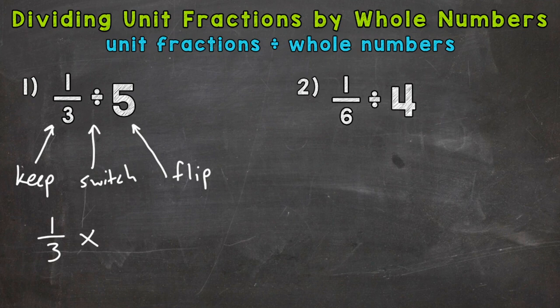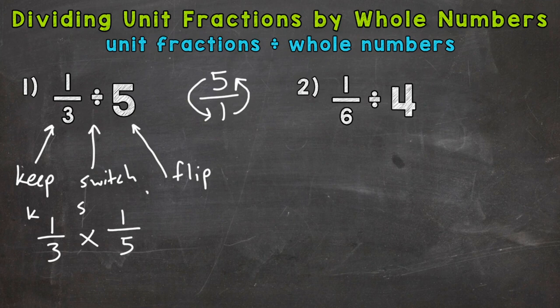So let's flip it. Well, how do we flip a whole number 5? Well, we need to create a fraction out of that whole number, and you could put any whole number over 1 and make it into a fraction. So we need to flip, and the 1 is going to be our numerator or top number, and the 5 is going to be our denominator or bottom number. So we get 1/5. Again, keep, switch, and flip.